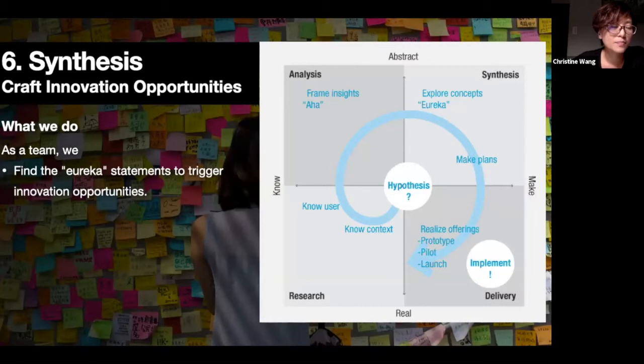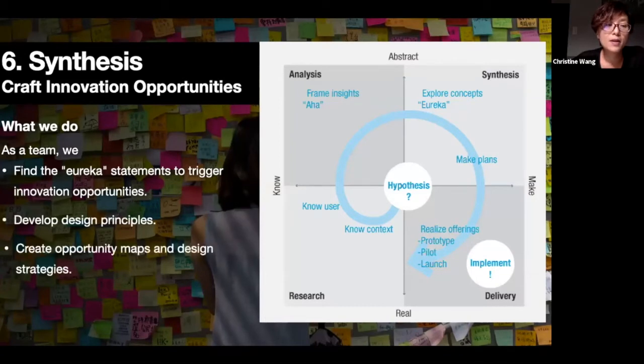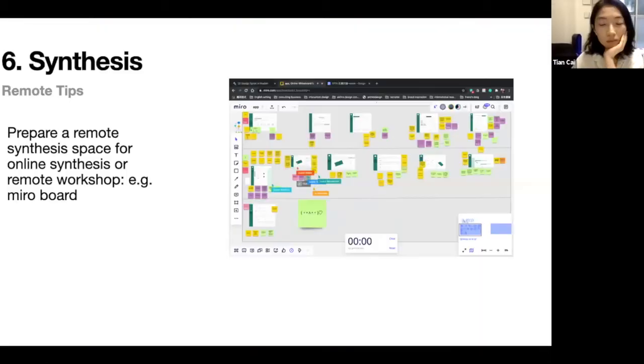So next, we'll also develop design principles together. And then we'll also create opportunity maps and the design strategies. So when it comes to the remote tips, to be honest, I feel synthesis is synthesis. There's not a lot of digital assistance in there, except you definitely should prepare a remote synthesis space for online synthesis or remote workshop. In this case, Mural board is a very good tool to use.